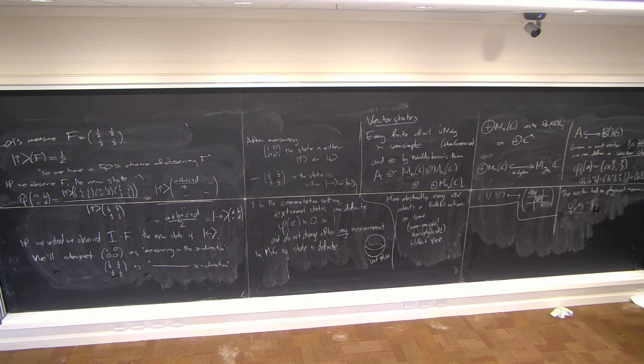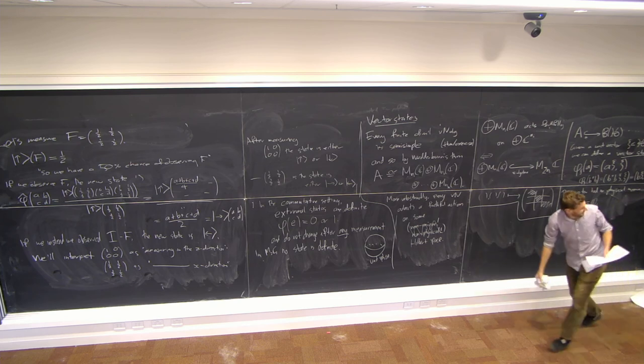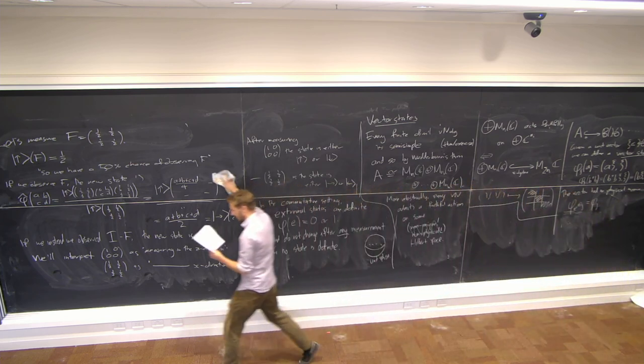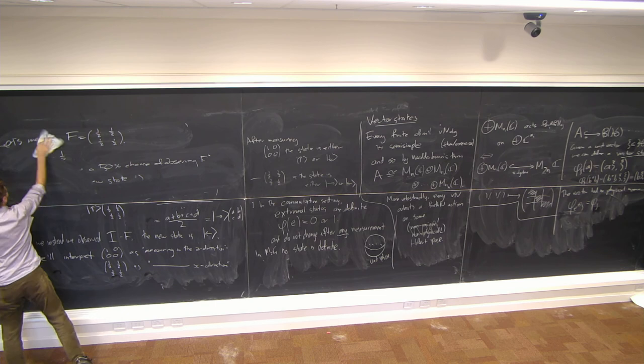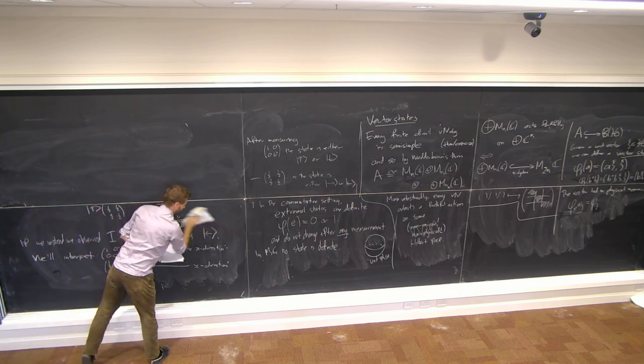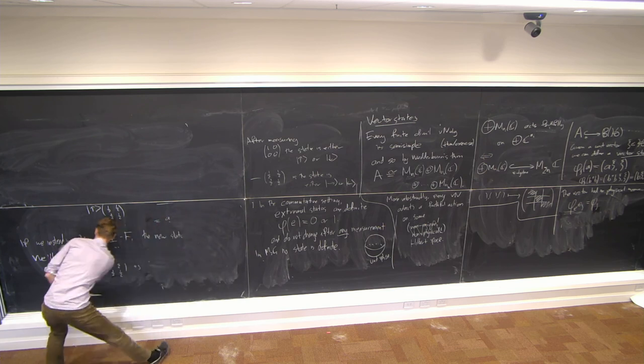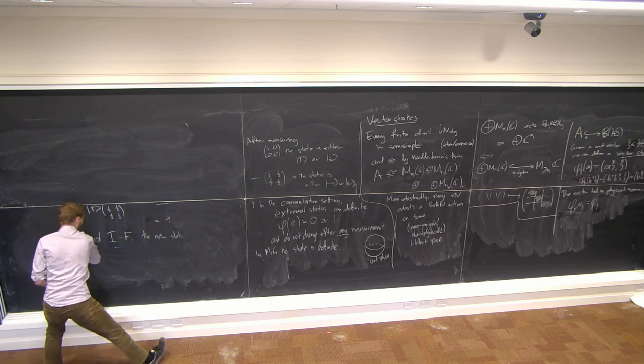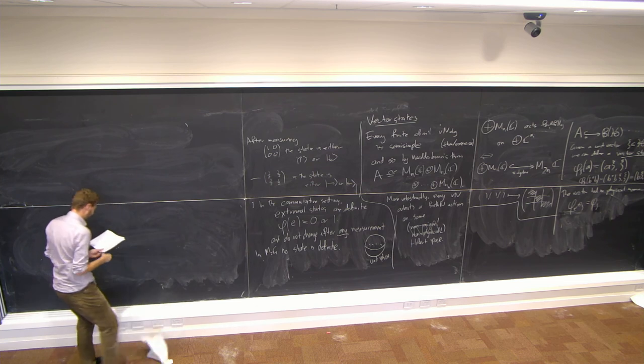What do I want to say? I need to tell you what the vector states for 2x2 matrices are, and I need to tell you what the update rule looks like when we're only thinking about vector states, okay? And then we'll have recovered what everyone usually does. So let's just check what vector states are.